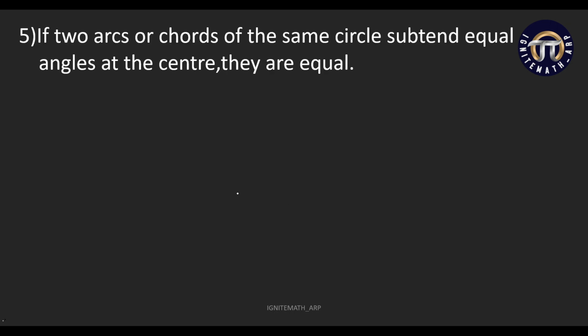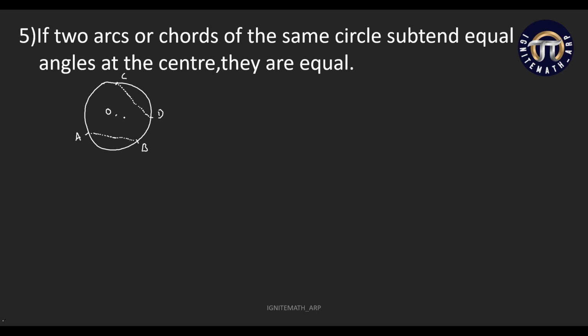If two chords or arcs of the same circle subtend equal angles at the center, they are equal in length. Clear? So here I have a circle and an arc AB. If I join AB, it becomes a chord. Subtend means what? Forming. Clear? Now here I have another arc CD. If I draw this, it becomes a chord CD.